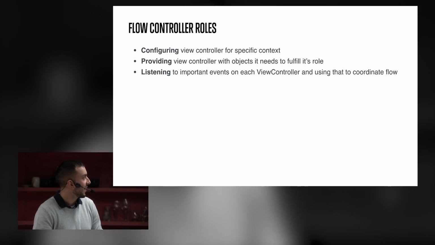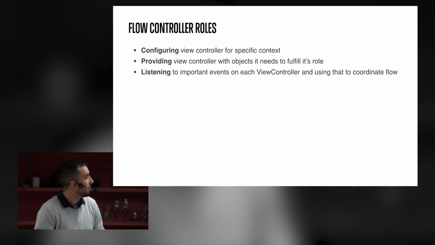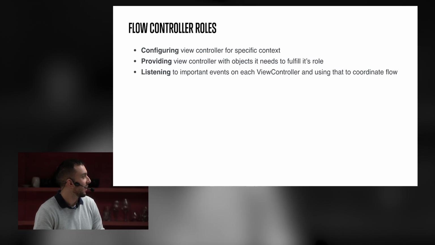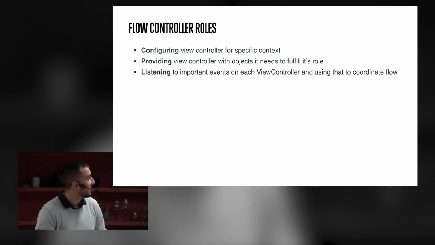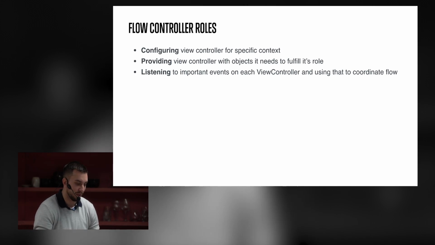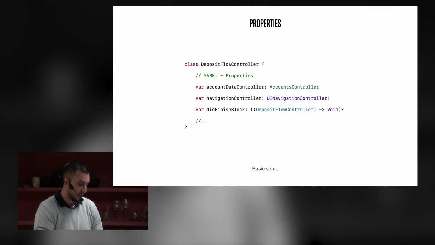Then there is providing the view controller with objects it needs to fulfill its role. An important note here is that it provides only the objects it needs to fulfill the role. So there is no extra data you might change by accident. And at the end, it's listening to important events on each view controller and using that to coordinate the flow. That's the obvious function. So you are navigating through the flow.